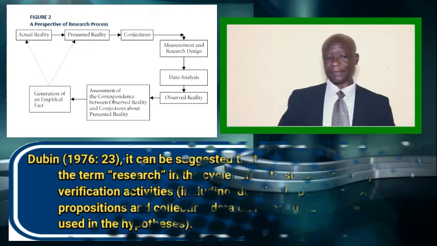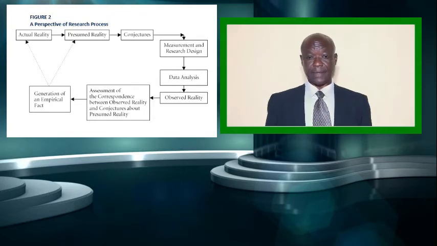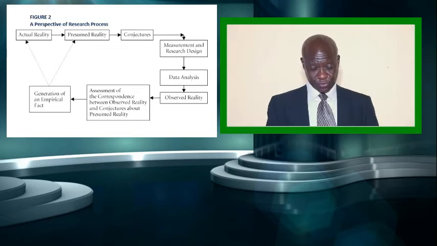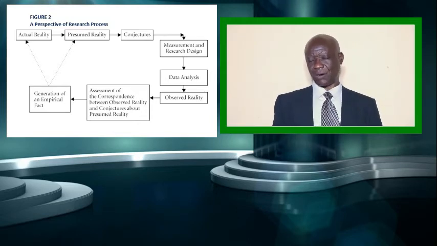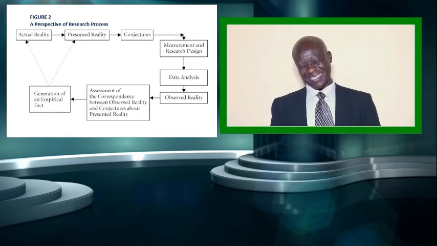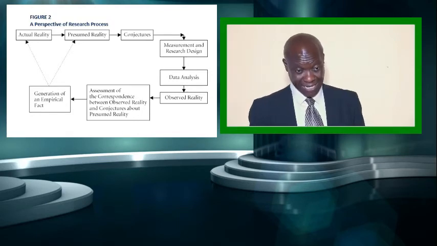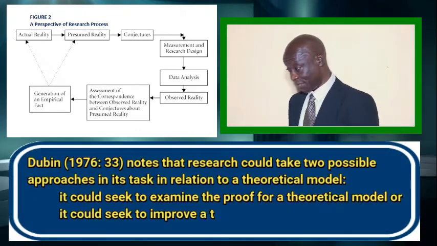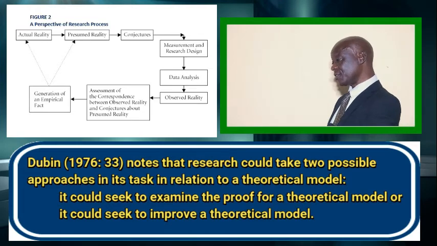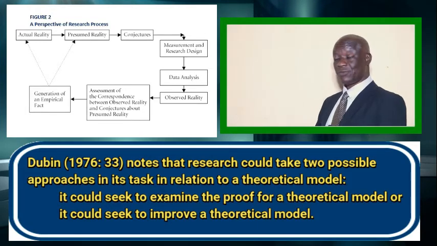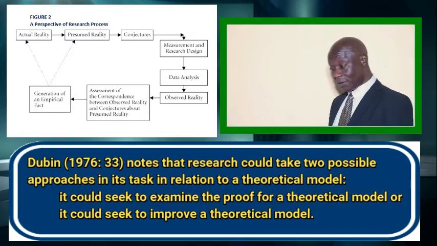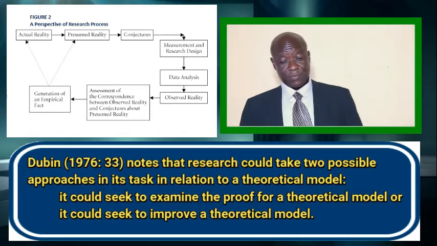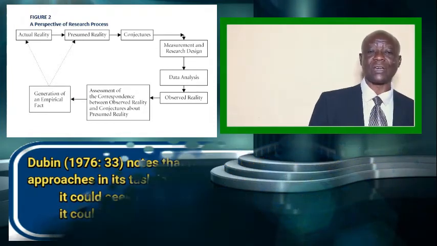So, ladies and gentlemen, again, as I have already said, Dubbin 1976 notes that these two parts of theory development and theory testing are interrelated and interlinked. And Dubbin 1976 again notes that research could take two possible approaches in its task in relation to a theoretical model. It could seek to examine the proof for a theoretical model, or it could seek to improve a theoretical model. And in this sense, research could be seen as closely linked to a theory.